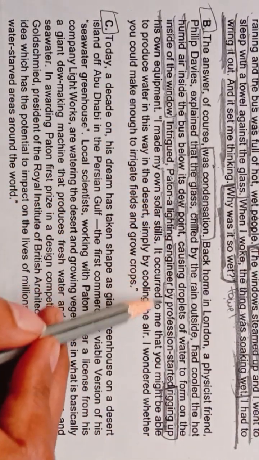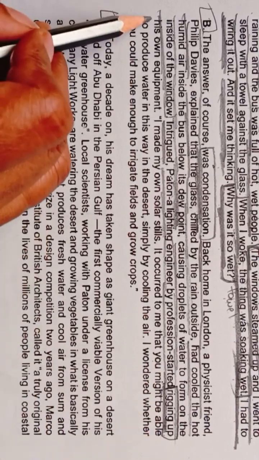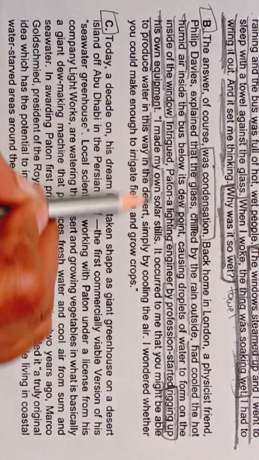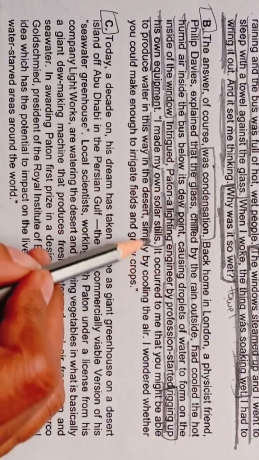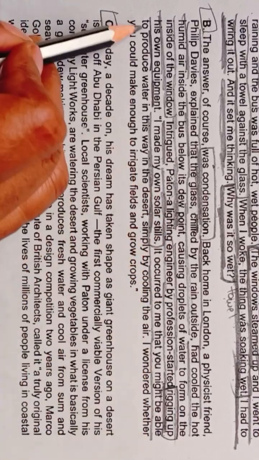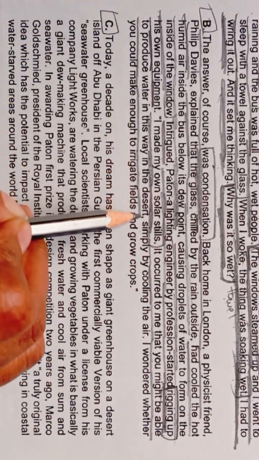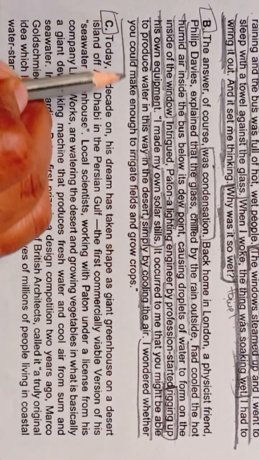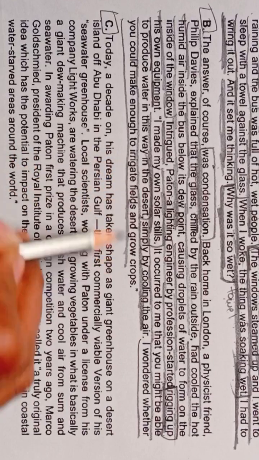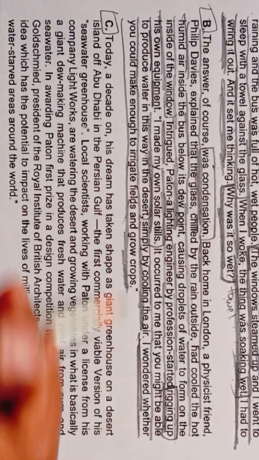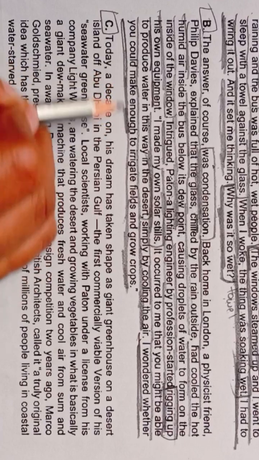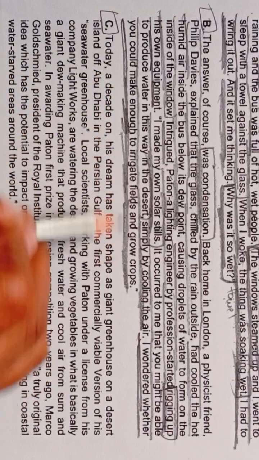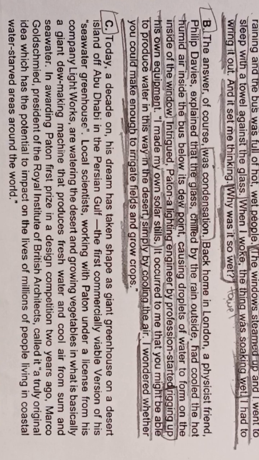Intrigued, Patton, a lighting engineer by profession, started rigging up his own equipment. I made my own solar stills. It occurred to me that you might be able to produce water in this way in the desert, simply by cooling the air. I wondered whether you could make enough to irrigate fields and grow crops. Okay, so let's see whether we are getting our answers or not.